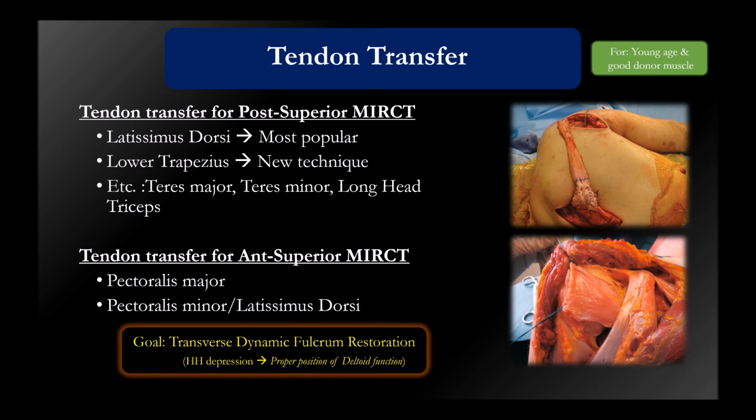The tendon transfer is in the past, it's very common if you have the gap in the back, in the supra-infraspinatus, you transfer the LD. LD is very popular. But nowadays, the lower trapezius has become very popular, using the graft. You can use allograft or from the knee, hamstring, or peroneus longus. For the anterior part, you can use the pec major or pec minor and LD transfer.